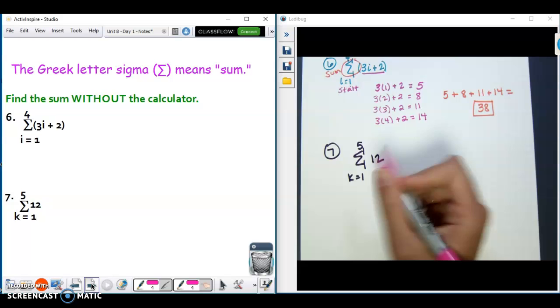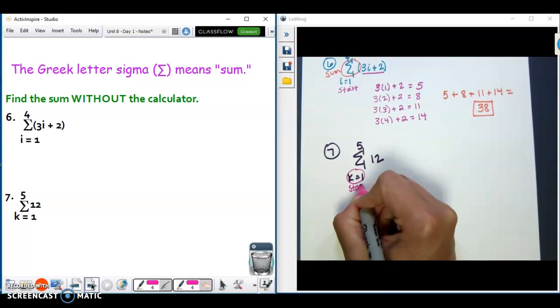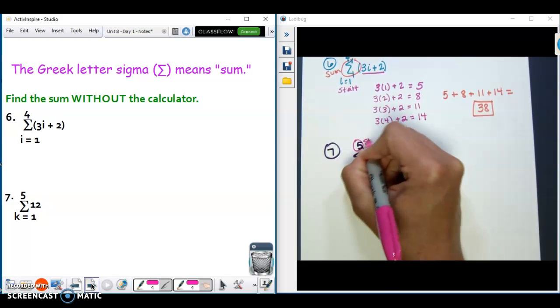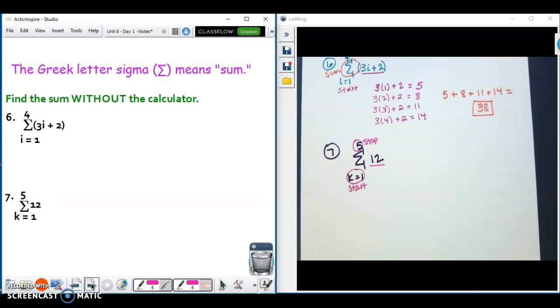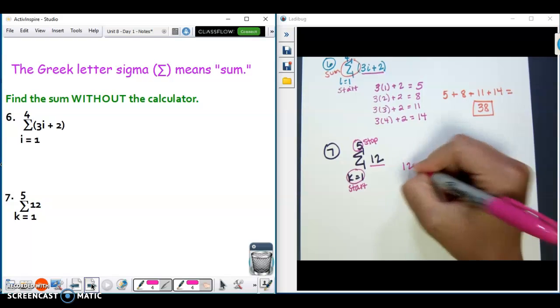Okay, so it tells you we're going to start plugging in at 1, and we're going to stop plugging in at 5. The only problem is there is nowhere to plug in. So if you were to plug in 1, since there's nowhere to plug in, that'll give you a 12.